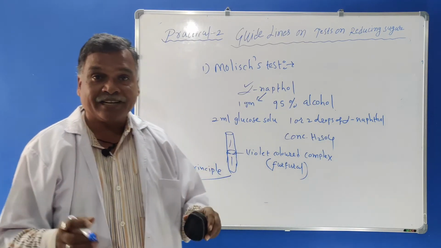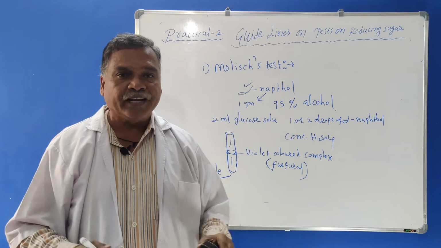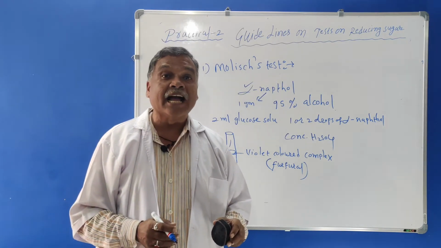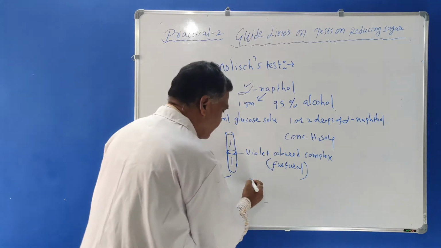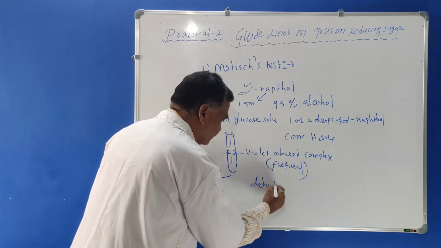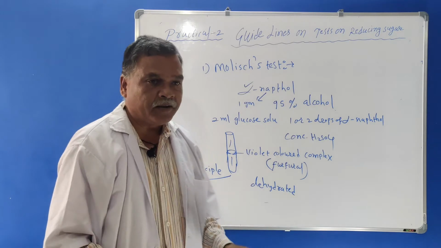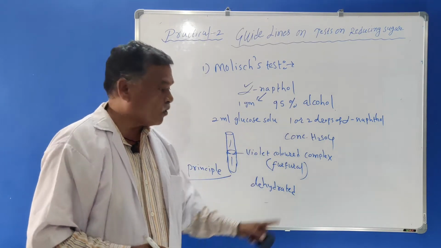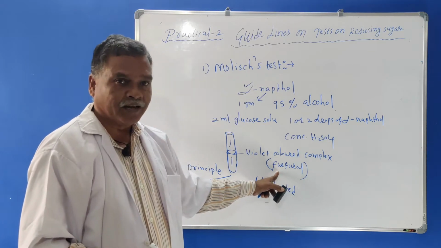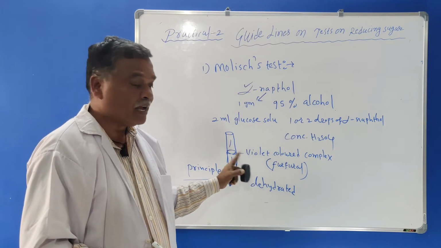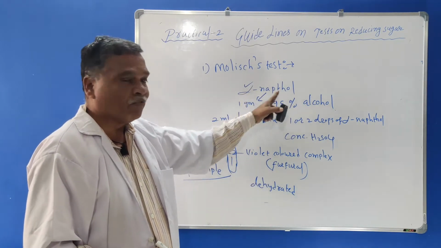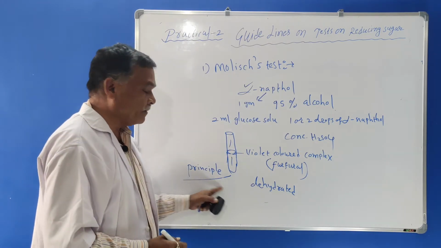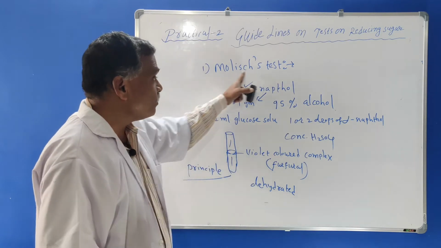When sugar is treated with concentrated sulfuric acid, then this sugar will be dehydrated, which means that a molecule of water is given out. Due to this dehydration, furfural forms here. A violet colored ring will form here and it is condensed with the alpha naphthol. So this is the principle of the test, that is known as Molish test.